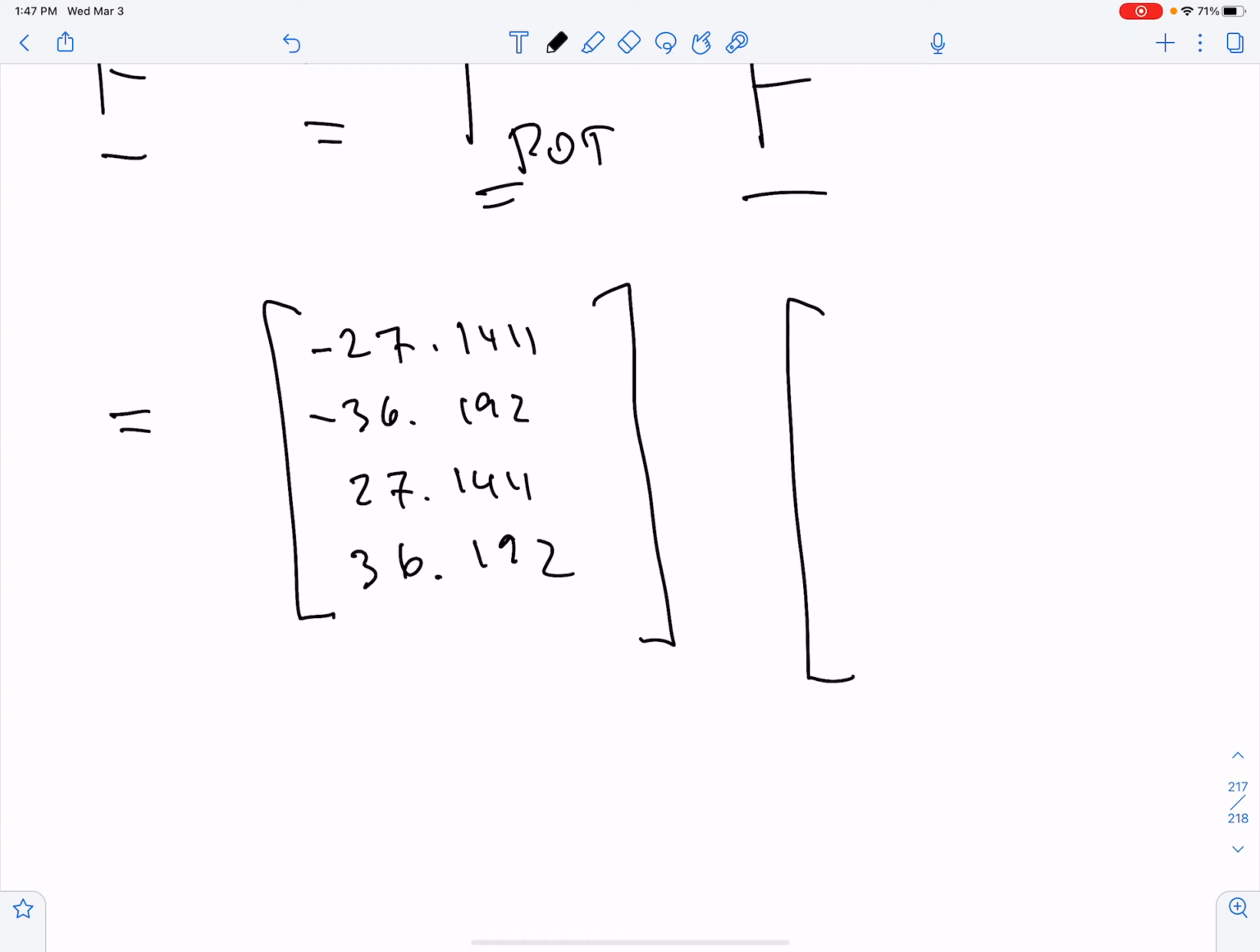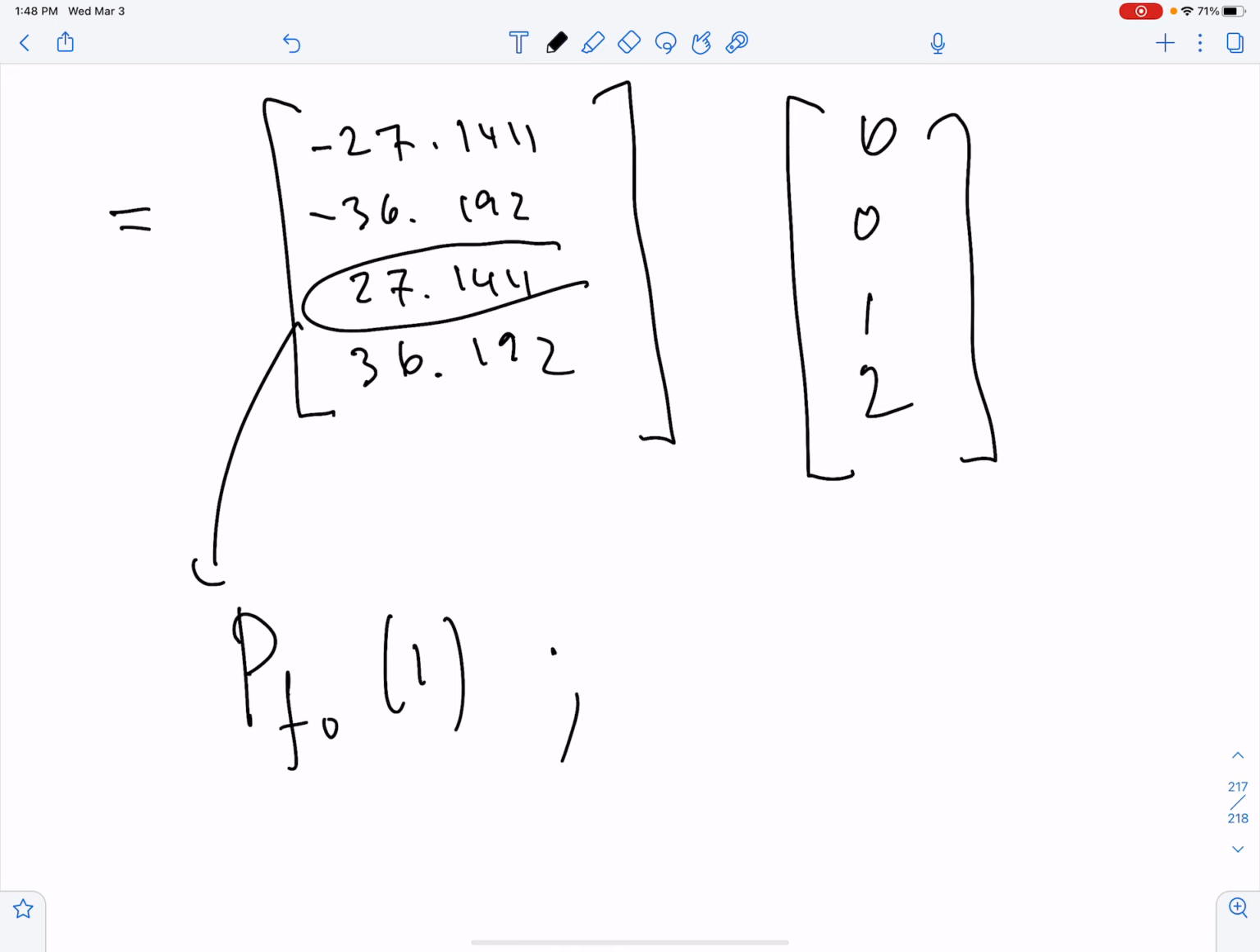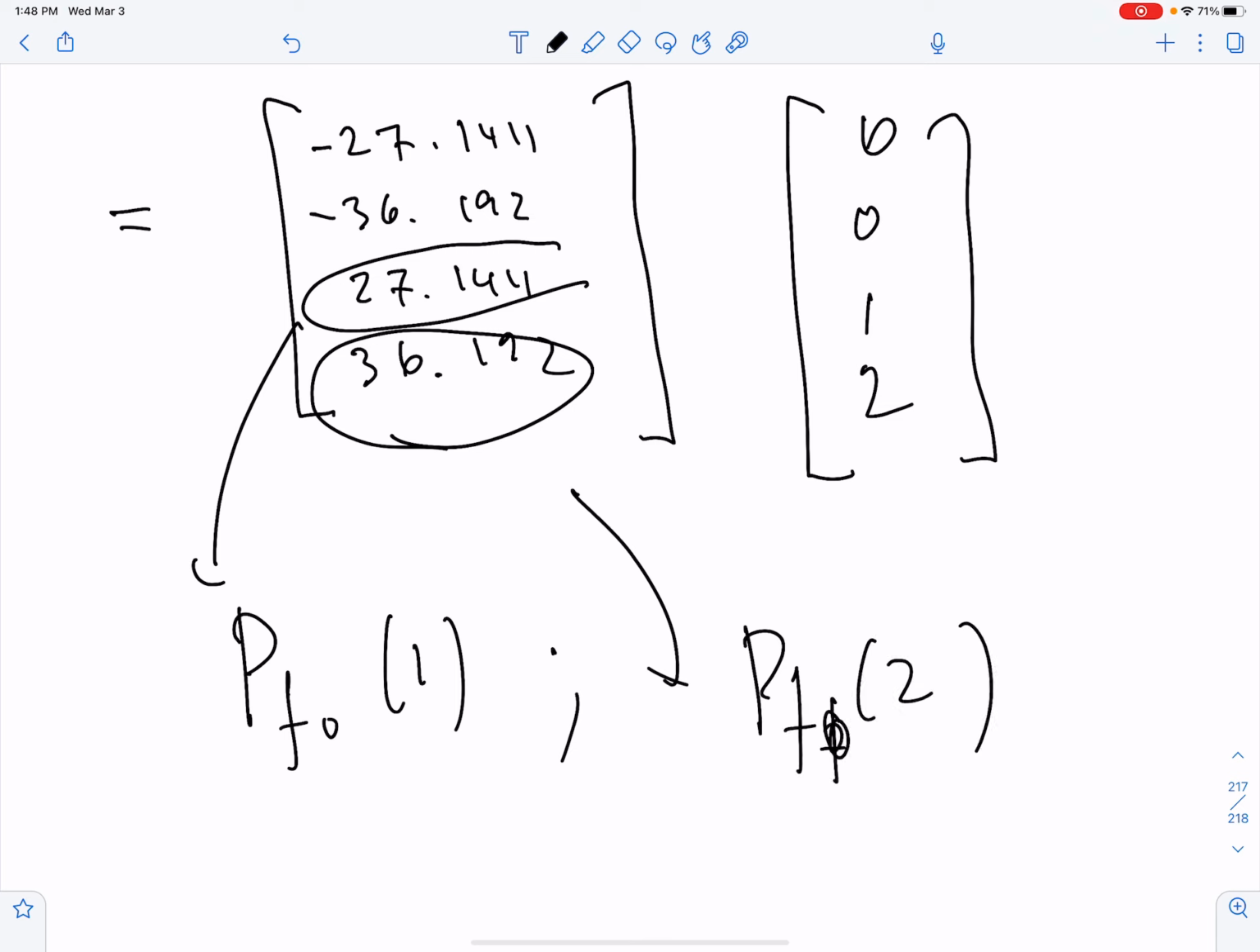So for that element, the ID is what? 0012. So this entry will go into PF0,1, and this entry will go into PF0,2.